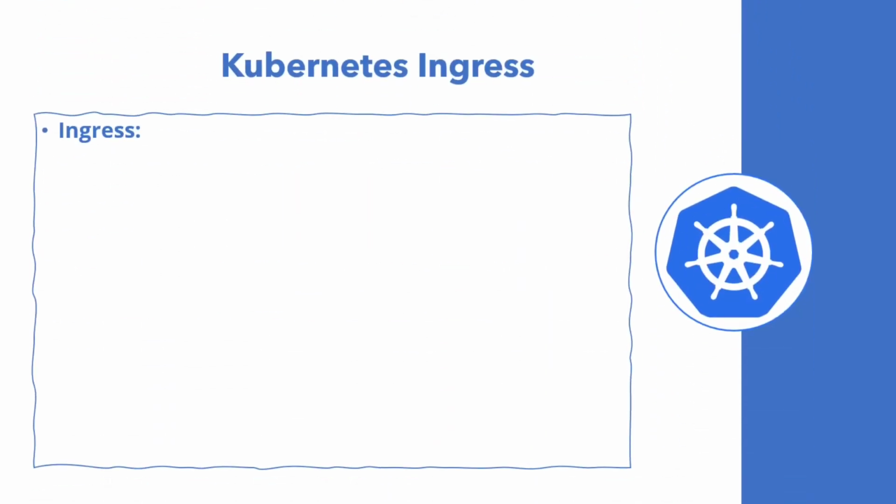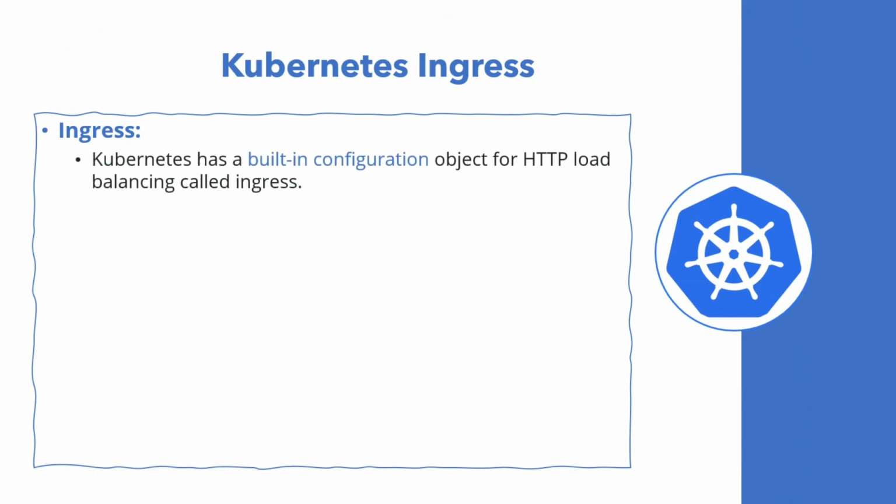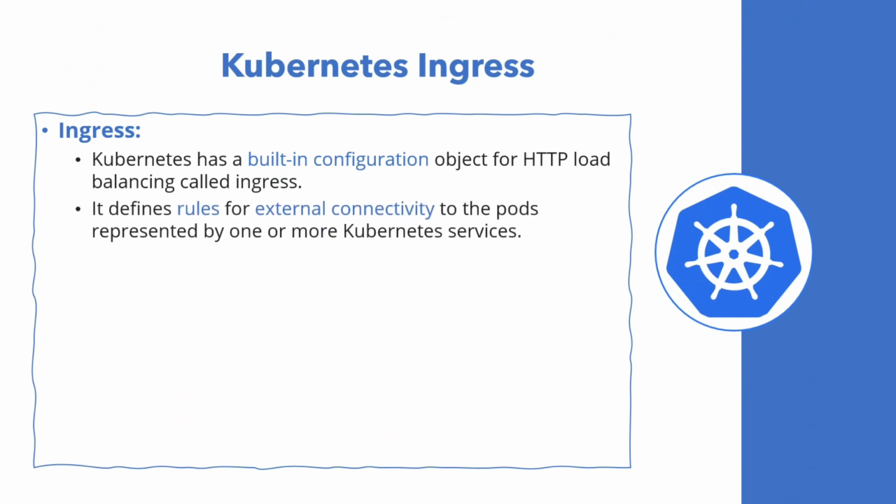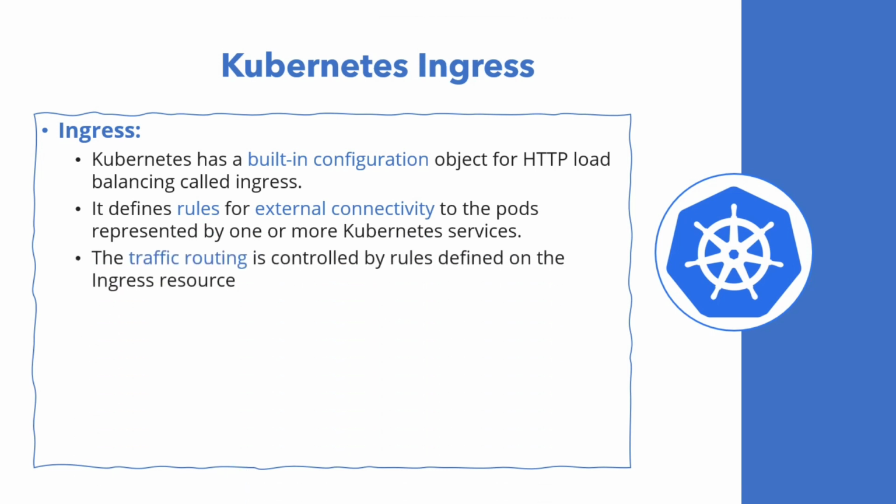Let's talk about a Kubernetes Ingress. Kubernetes has a built-in configuration object for HTTP load balancing called Ingress. It defines rules for external connectivity to the pods represented by one or more Kubernetes services. The traffic routing is controlled by rules defined on the Ingress resource.